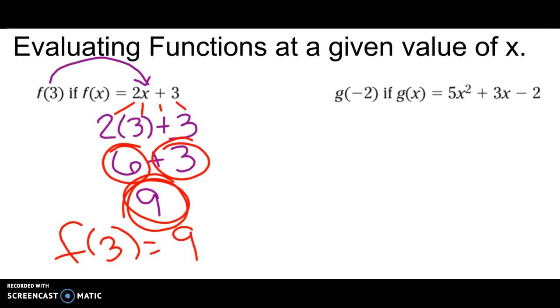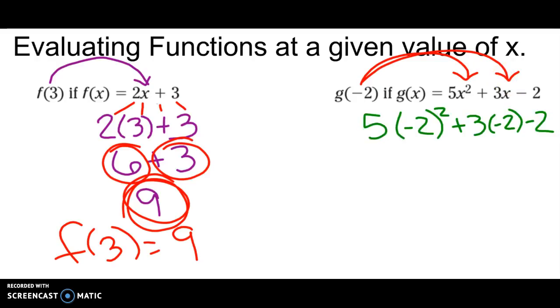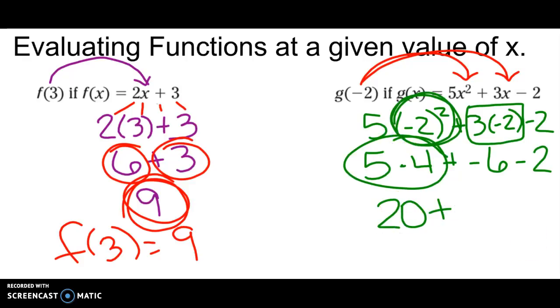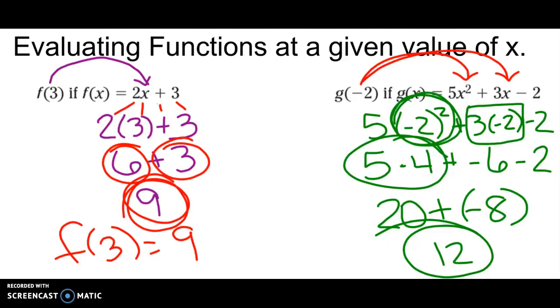Let's try the next one. You're going to plug a negative 2 in for x. Now you've got two different x places here, so go ahead and work that out. See what we get. Okay, so I put a negative 2 in for x. You have to be very careful. Now 5, then negative 2 squared is really going to be a 4. And then plus 3 times negative 2, that's going to give us negative 6. And then we're going to subtract 2. So this is all order of operations. So now 5 times 4 is 20. Plus negative 6 minus 2 is negative 8. So 20 plus negative 8, or 20 minus 8, is 12. All right, let's go on and look at some other stuff.